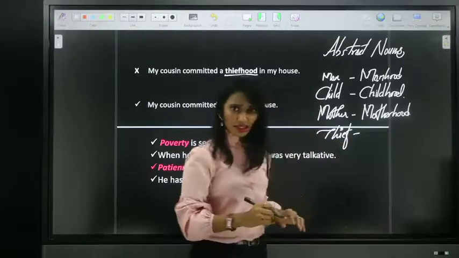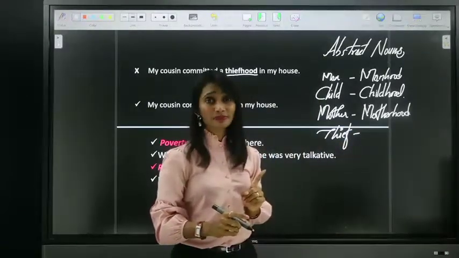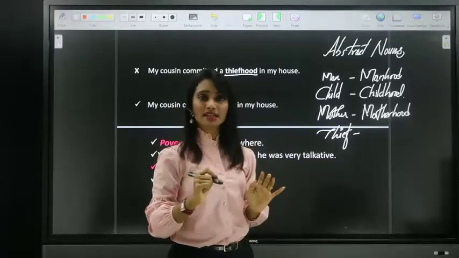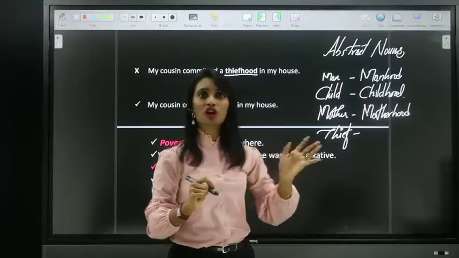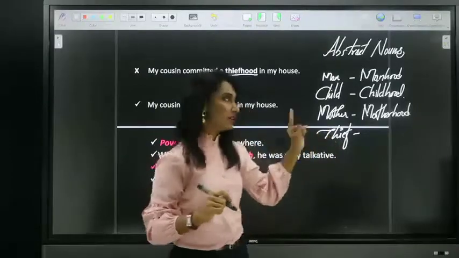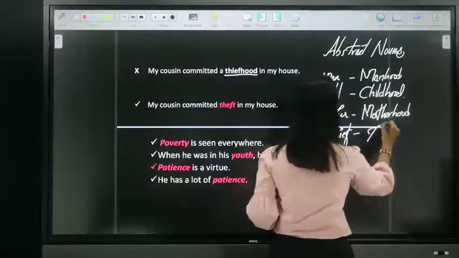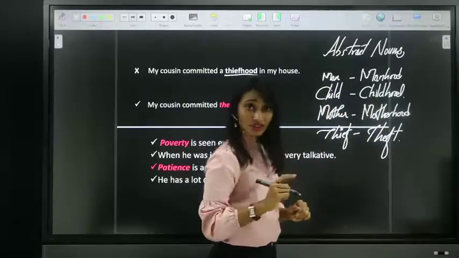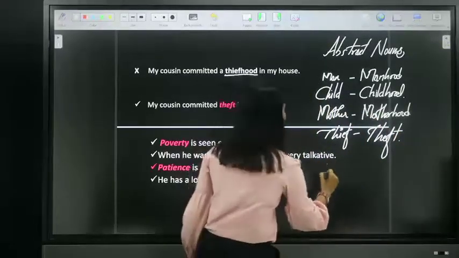And the abstract noun for thief, is it thiefhood? No. Yesterday I already pointed out that all abstract nouns formed from common nouns do not end with hood. So the abstract noun for thief is theft, not thiefhood.